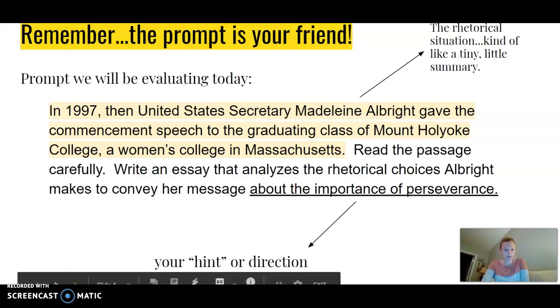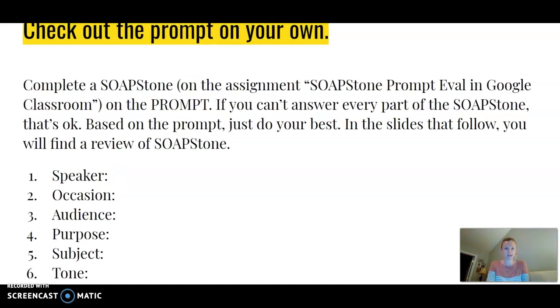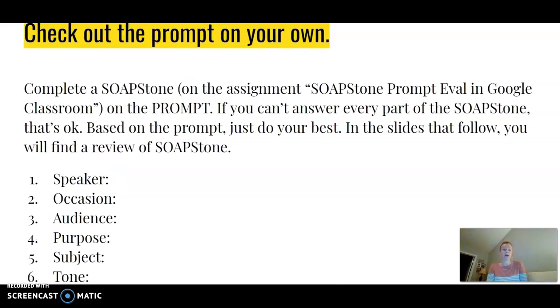Okay, so sorry, I'm trying to flip slides here. Alrighty, so this is where you are going to need to go into Google Classroom and find this assignment. I titled it SOAPStone Prompt Eval, and it should be right there and easy for you to find. So you're going to look back at that prompt, and it will actually be on the assignment page too, so you don't have to flip back through the slides unless you really want to. And you're going to fill out a SOAPStone flashback just on the prompt.